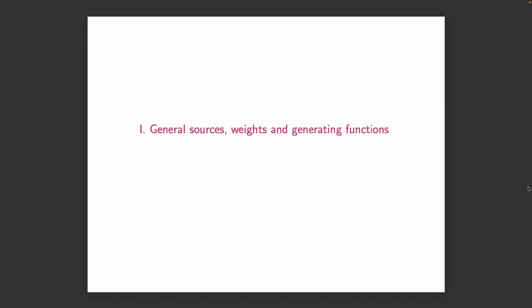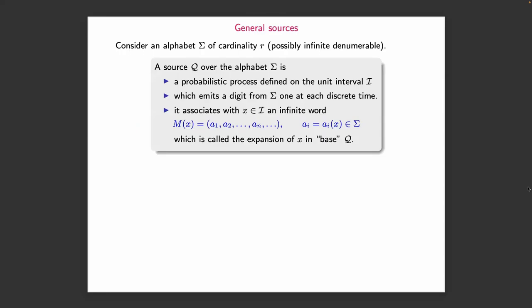Okay, first, general facts about the source. So what is a source? We begin with an alphabet. It may be finite or infinite denumerable. And the source over this alphabet is just a probabilistic process defined on the unit real interval, which emits a digit from sigma at each discrete time. When the time evolves, it associates with a real input x an infinite word, which is called the expansion of x in base, because base is reminiscent of numeration process.